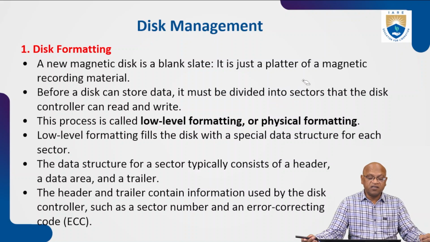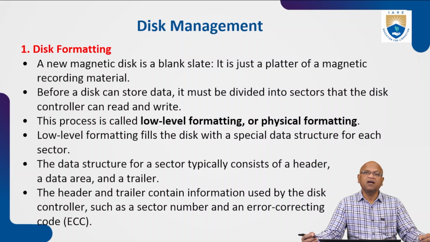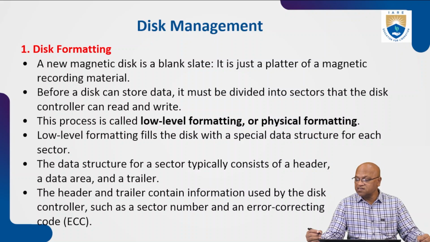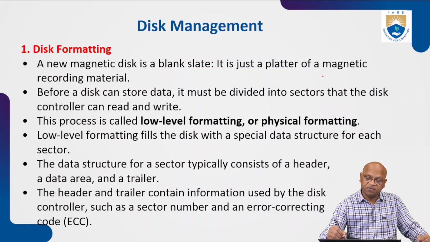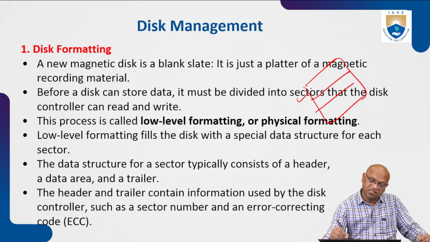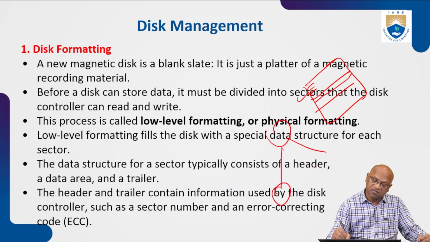Before a disk can store data, it must be divided into sectors that the disk controller can read and write. This process is called low-level formatting or physical formatting. Low-level formatting fills the disk with a special data structure for each sector. What I want to say is, whenever any file is saved on this hard disk, automatically a data structure is made, and our files are saved in that structure.